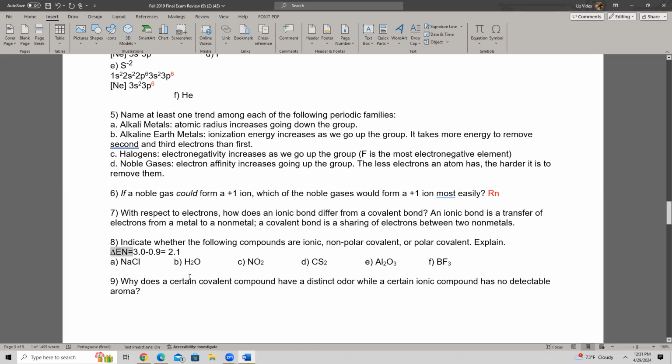Okay, so that's one. I'm going to do the delta electronegativity on the other ones. Okay, so NO2. Nitrogen is 3.0 and oxygen is 3.5. 3.5 minus 3.0 is equal to 0.5. And then aluminum oxide: aluminum is 1.5 and oxygen is 3.5.